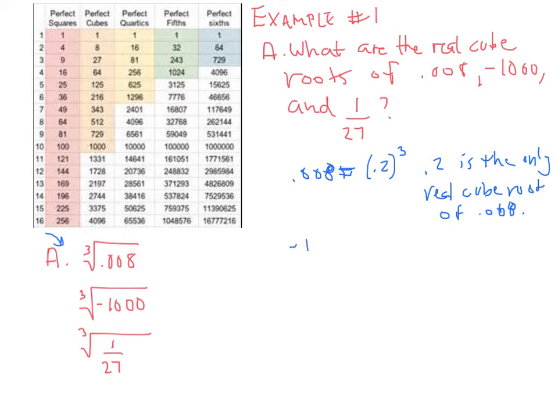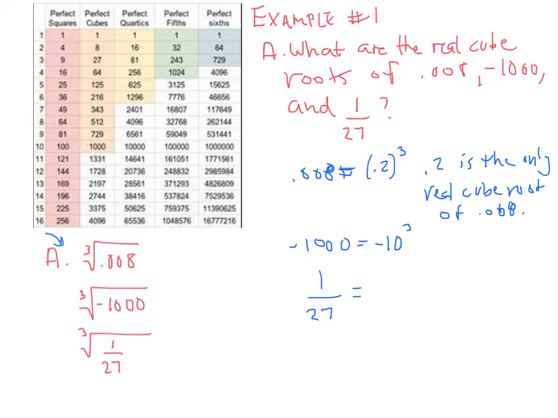Looking at negative 1,000, we know that negative 10 is the only real cube root of negative 1,000. It's the only number that we can multiply by itself 3 times and get negative 1,000. And fractions are no different.